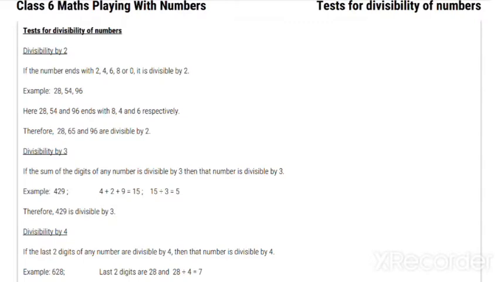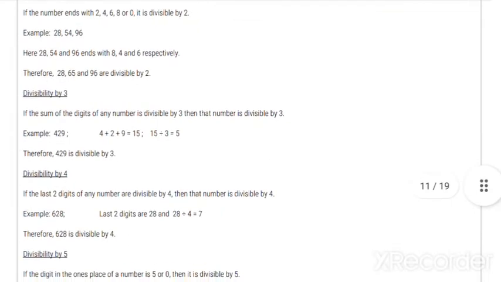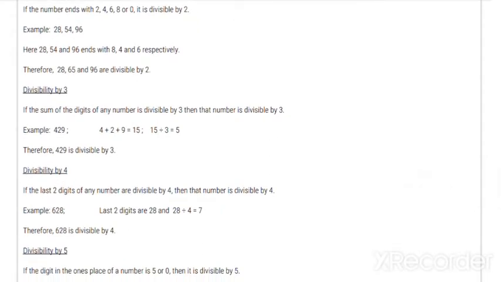Next children, divisibility by 3. If the sum of the digits of any number is divisible by 3, then that number is divisible by 3. Like for example, 429, add all the digits of the given number, which is 15, and it is divisible by 3. So children, we can say 429 is divisible by 3.